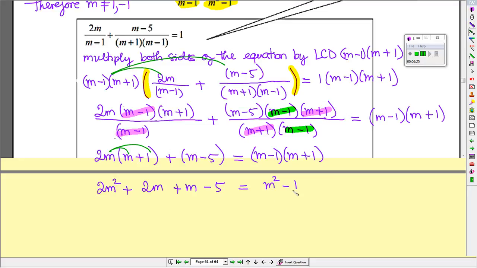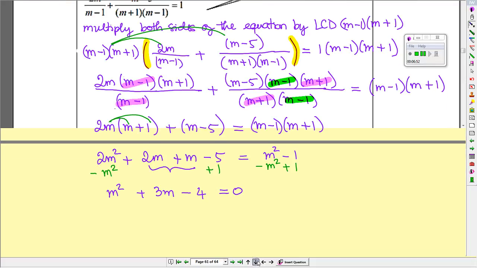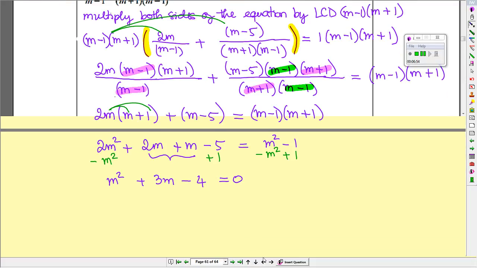Next step, we move the m squared and negative 1 from the right side to the left side by subtracting m squared and adding 1. So now we have m squared, and combining the like terms in the middle gives us 3m, minus 4 equals 0. Now we'll solve this quadratic equation.